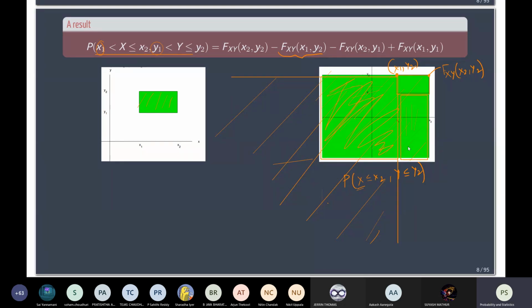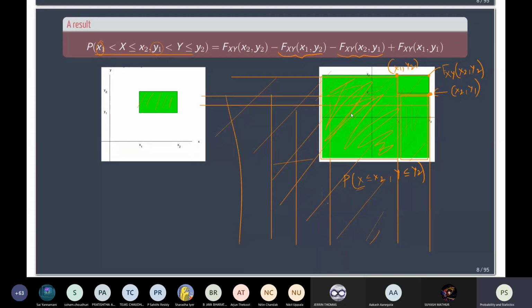Okay, so we will try to subtract again, x2, y1. So x2, y1 will be this point. Now if I subtract this, then x2, y1 will be this part and then this part. The problem in this case is that I'm getting rid of this part, which is what I want. But the problem is that I have subtracted this part twice. So this region got removed twice now, because of this.